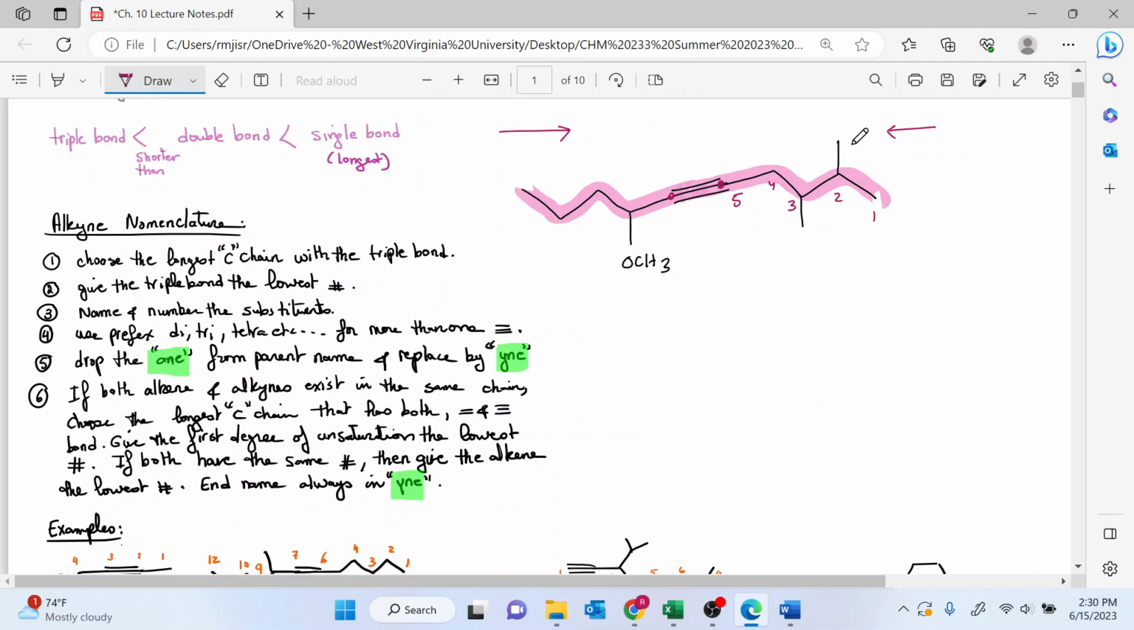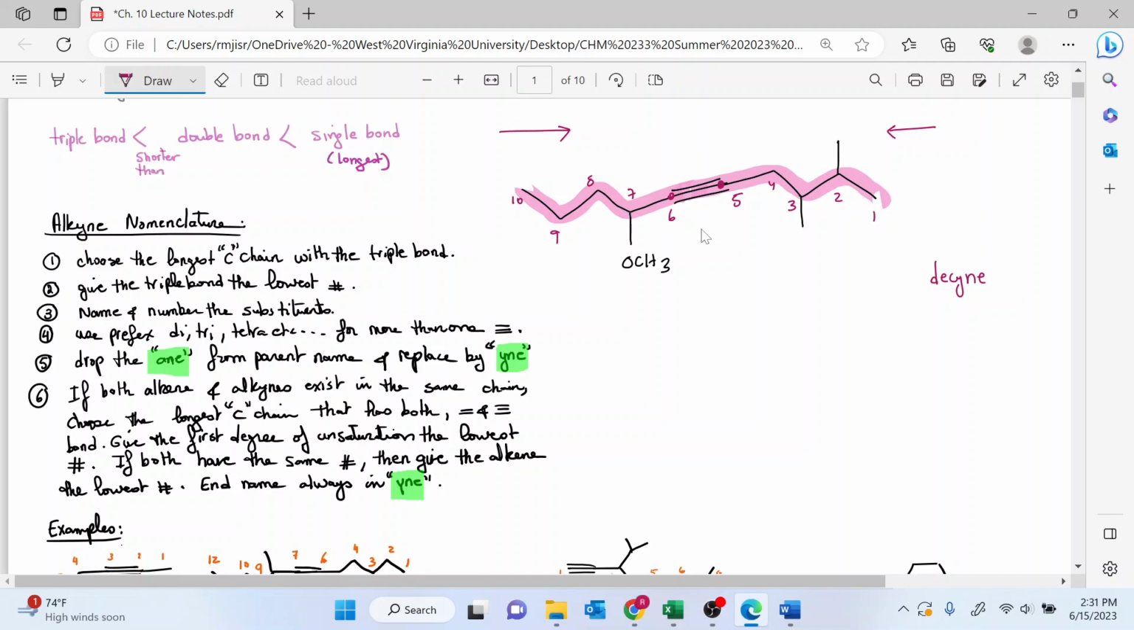Then, of course, you would need to give prefixes if you have substituents that are the same. Give the prefixes di, tri, tetra, etc. And the ending of the parent name needs to end in yne. So you drop the ane and you add yne. So the name over here, this is 5, this is 6, this is 7. So this is a chain of 10 carbons, so it's going to be a decyne.